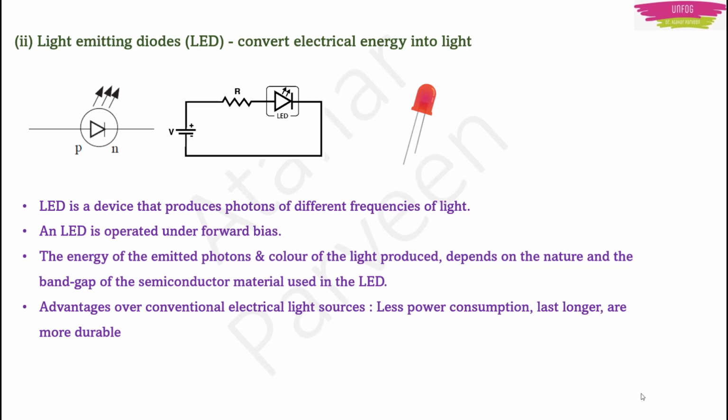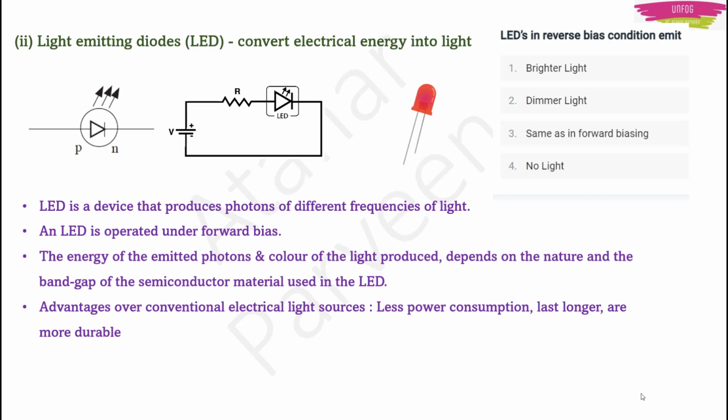Why? Because the first point is that they use very little power. They consume very little power, but they give you an equal amount of light, sometimes more light. And then they will not spoil soon. They last longer, meaning less wear and tear, and they are more durable. You can handle them roughly also. They will not be spoiled very soon. So these are the reasons why we prefer light emitting diodes. Now one type of question can be asked here.